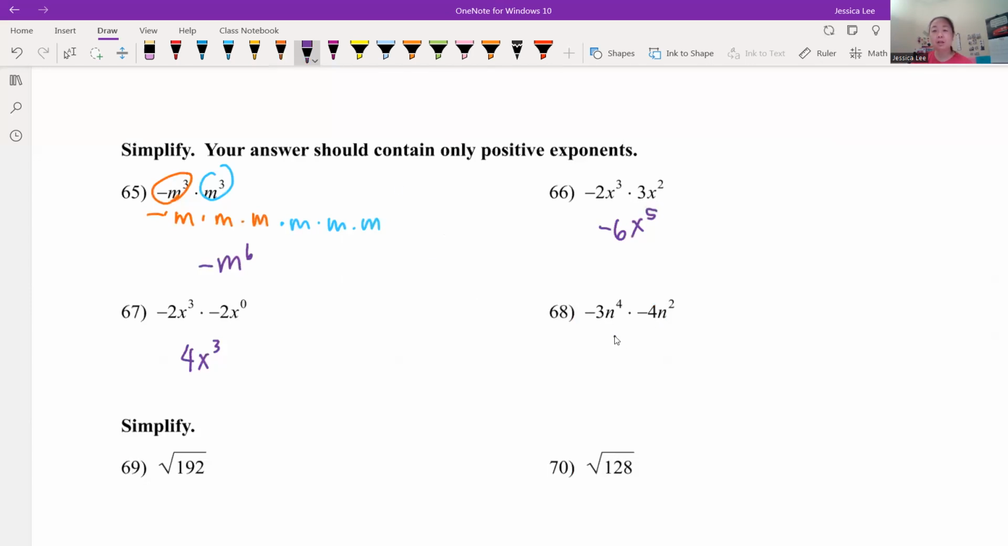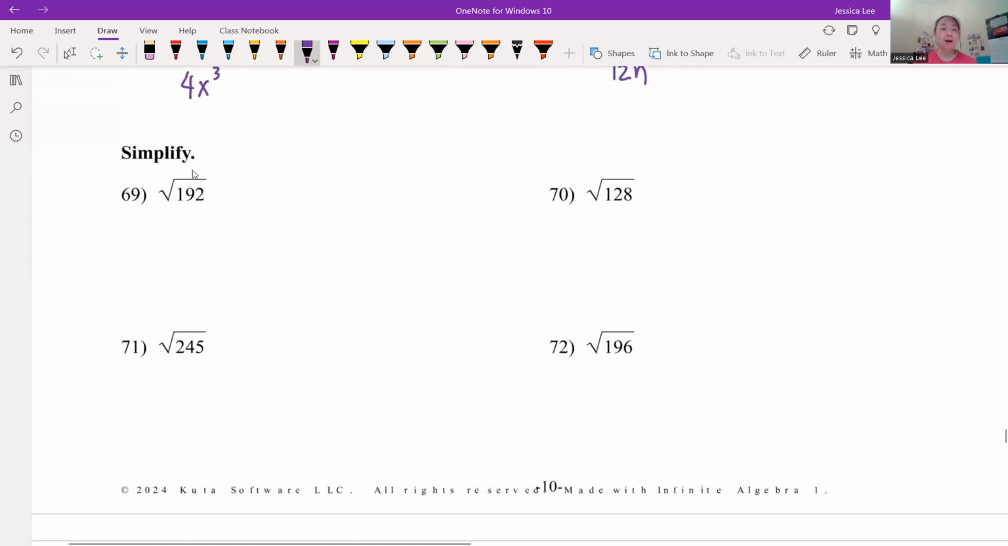Negative 3 times negative 4 is positive 12. We have n. There are 4 n's here, and then 2 more n's here. Okay, so that's actually 6 n's that we're multiplying. In your brain, you need to imagine all these m's and n's and whatever, all the variables multiplying with each other. Done.